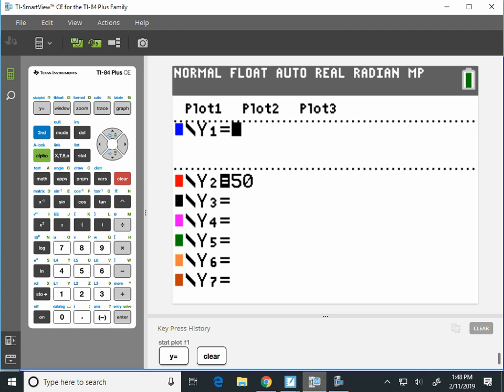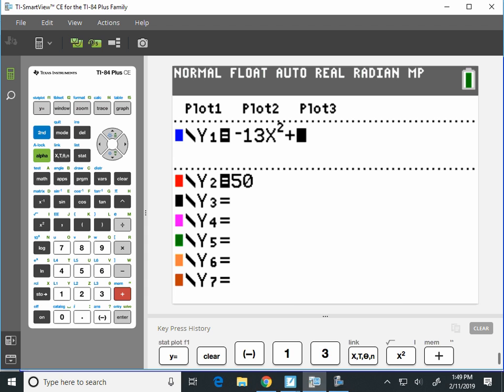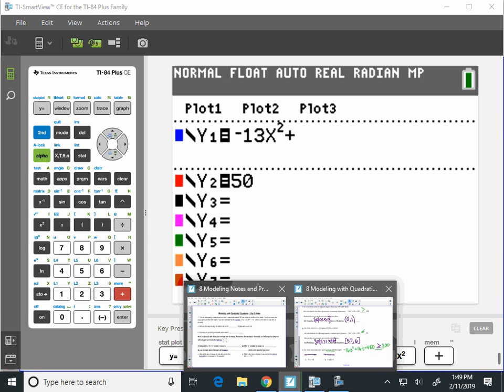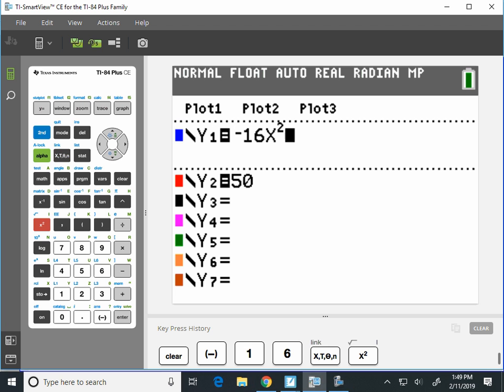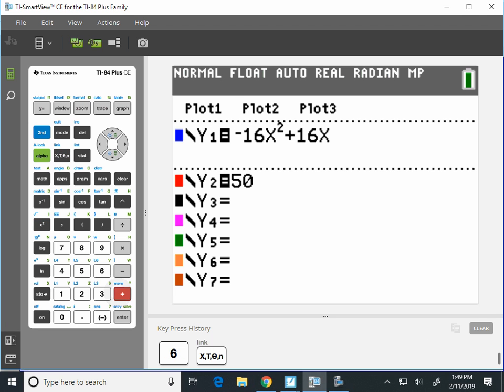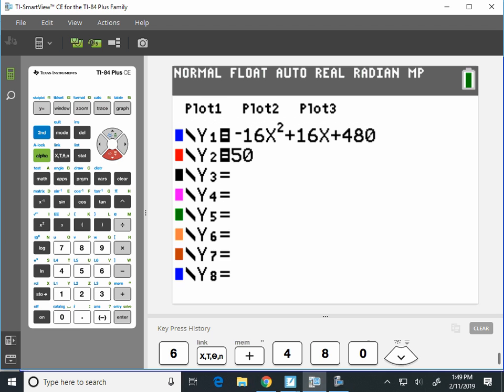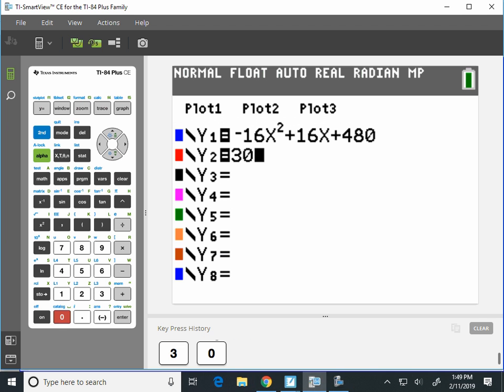I can type, oh, darn it. Sorry. Plus, what's the equation? Plus 16, I know. Oh well. Okay, negative 16x squared plus 16x plus 480. Sorry. Here, change that to 300.